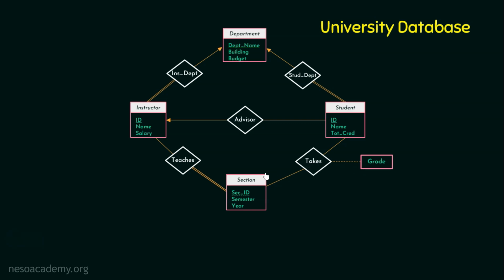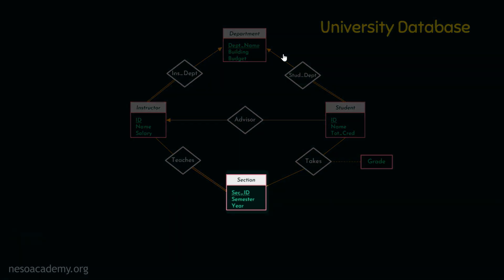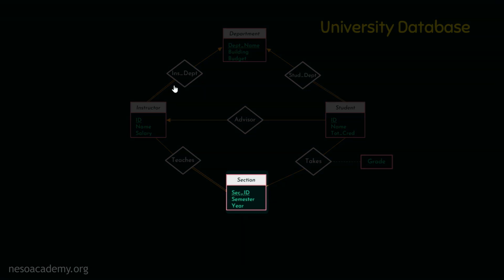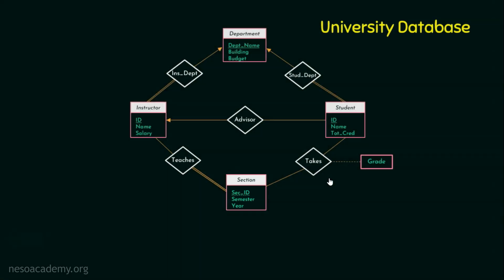Takes between student and section is a strong relationship. In all the cases, everything is a strong relationship because there is at least one primary key attribute in each of these cases, except section entity. Now let's build this ER diagram furthermore.